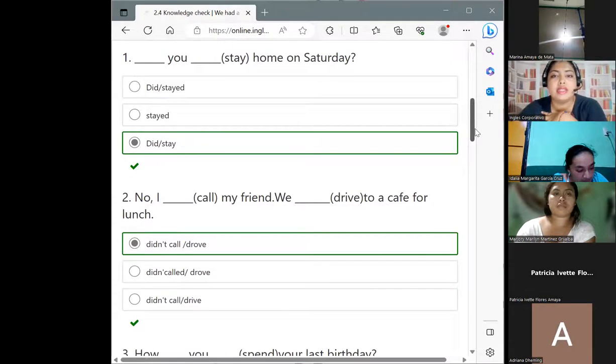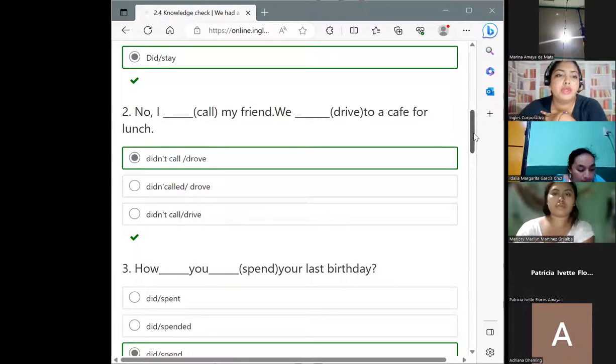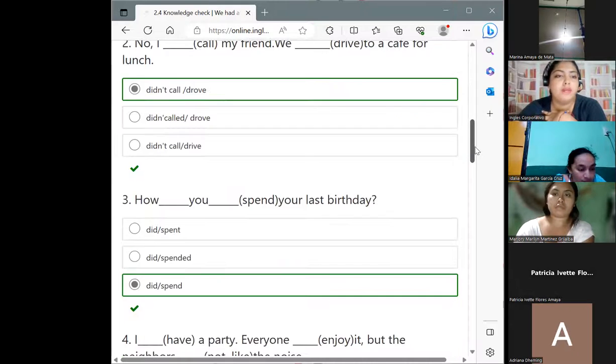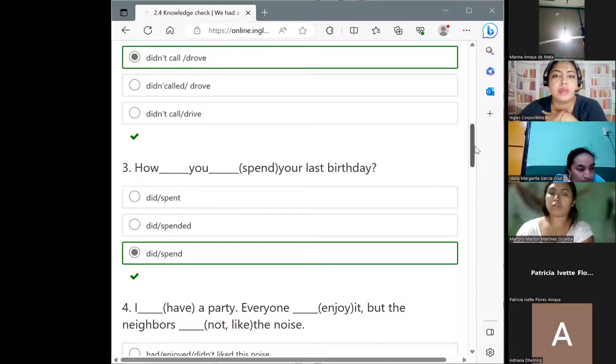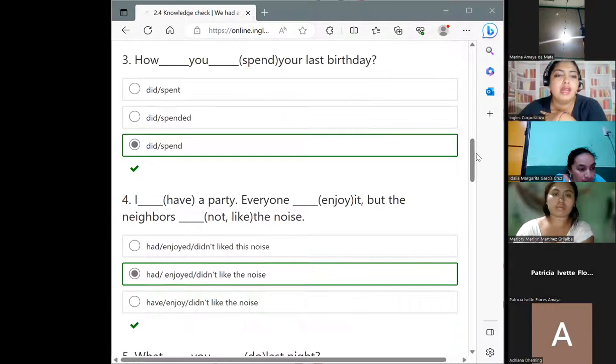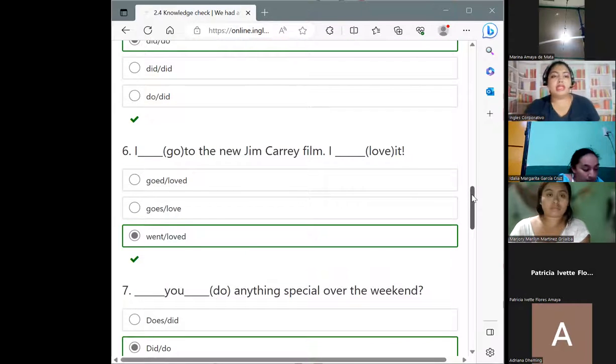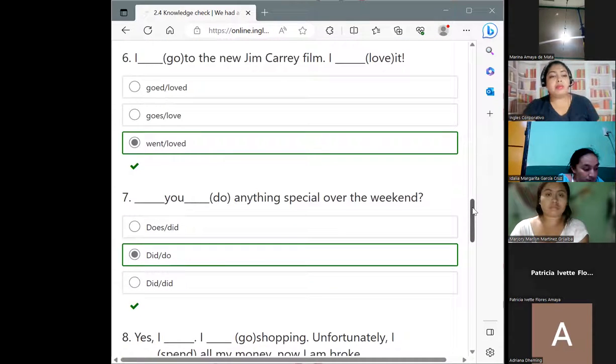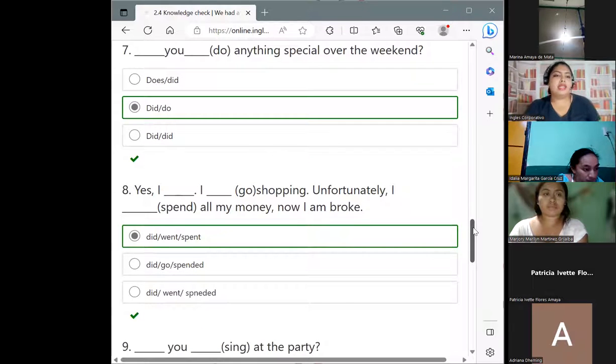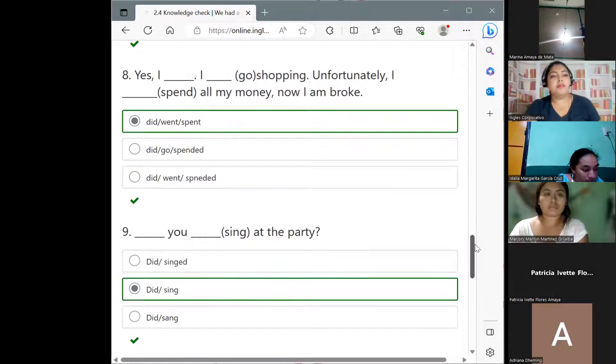In number one is did stay. Number two, didn't call and draw. Number three, did and spend. Number four, had enjoyed, didn't like the noise. Number five, did and do. Number six, went and loved. Number seven, did and do. Number eight, did, went and spend.